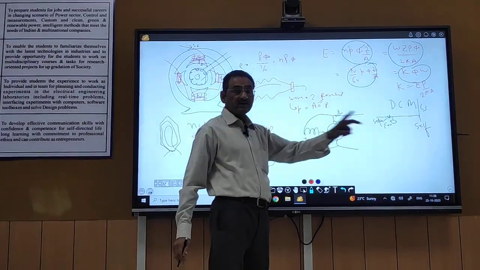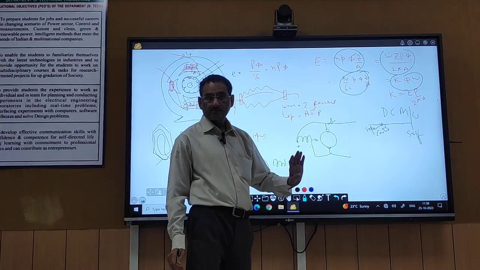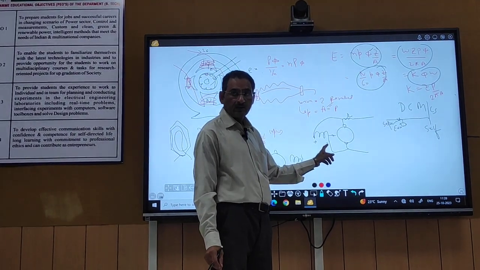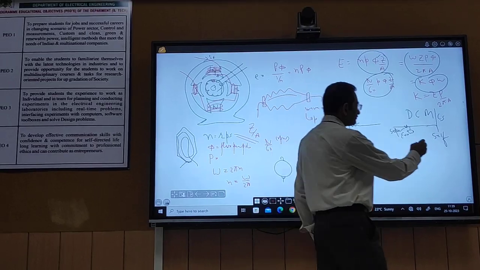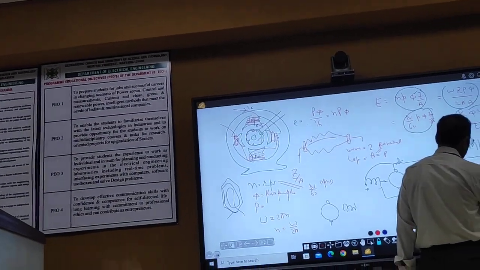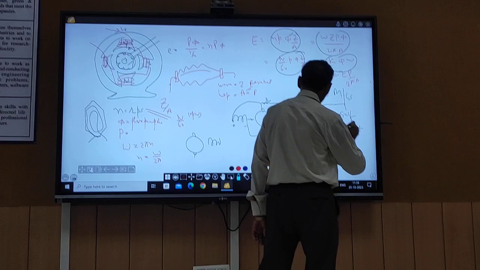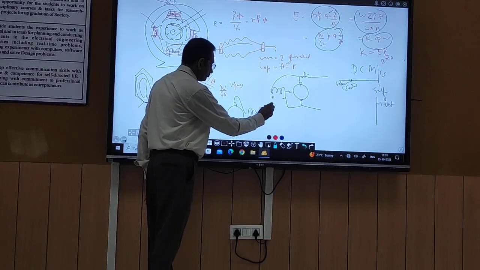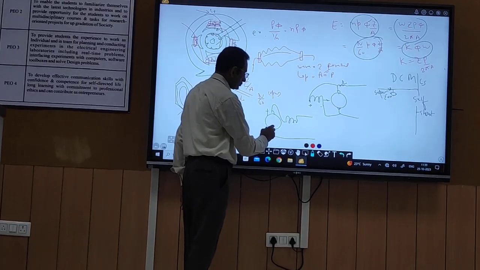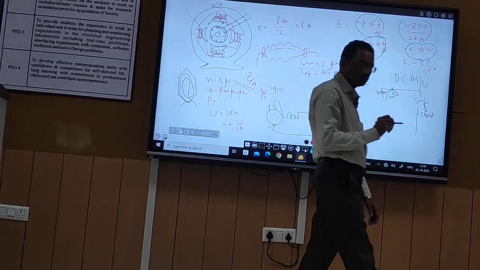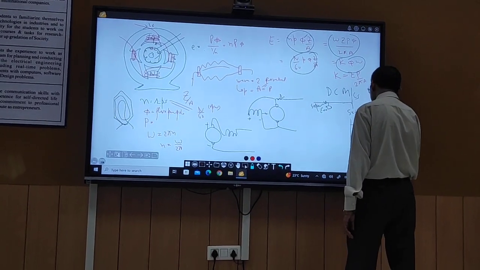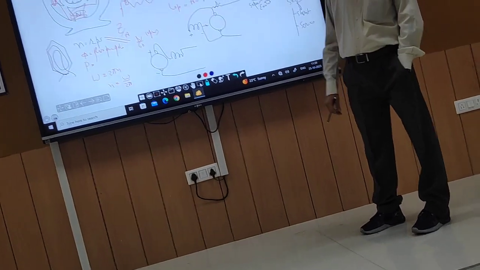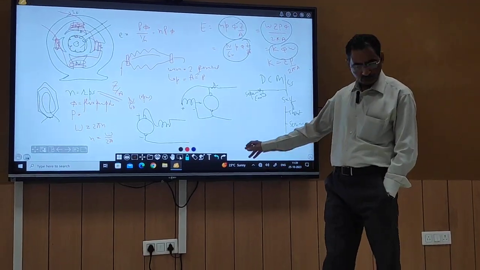Now the self-excited again can be of various types. If it is connected in parallel, it is called shunt-excited. Or if it is connected in series, then it is called series excited. These are called shunt-excited and series excited. ठीक है, इसमें कुछ पूछना है?